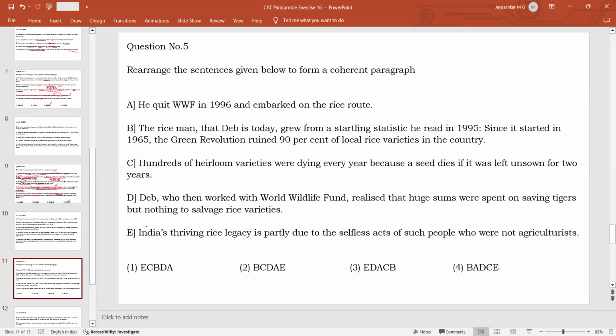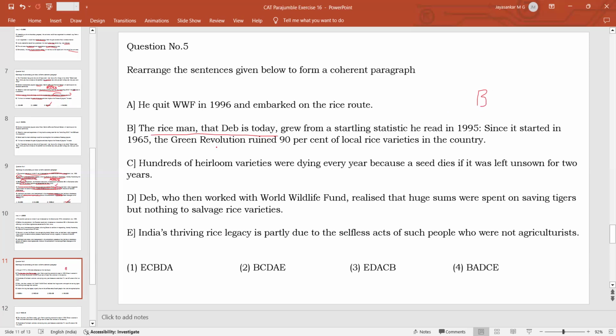So very clearly, what can be the first sentence? B. The rice man that Dev is today means Dev is now very well known as a rice man, or a person who has conserved a lot of local rice varieties. So his journey started from a startling statistic created in 1995. What is the statistic? Since it started in 1965, the Green Revolution ruined 90% of local rice varieties. So this was a statistic that he read in 1995. This person called Dev. So, and what happened after that?